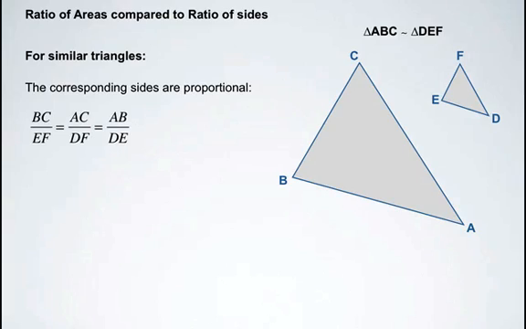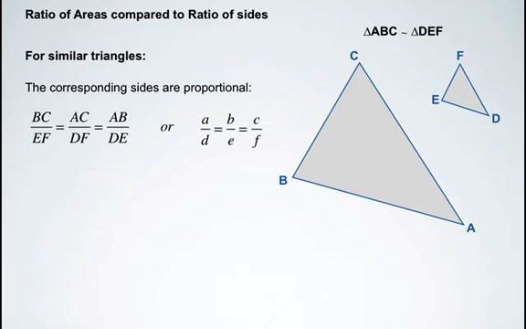That means that if we're dealing with side lengths BC compared to EF, that ratio will give the same value as the ratio of AC compared to DF, which will give the same value as the ratio of AB compared to DE. Now in this lesson, what we're going to take a look at is the ratio of the areas of the two triangles and compare that to the ratio of the sides.